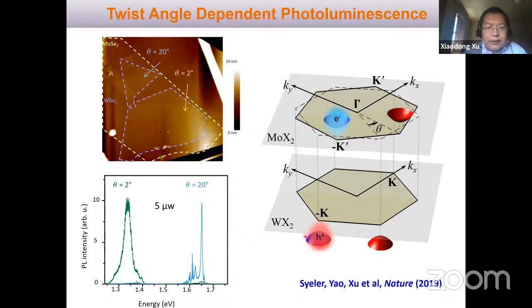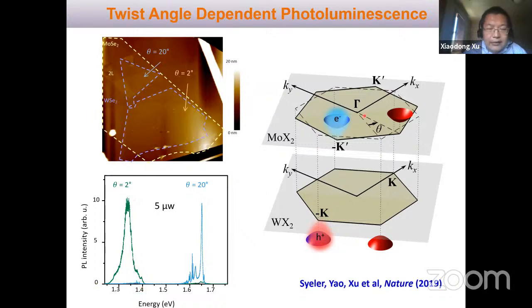So we examined such a possibility by fabricating such samples. As I show you here is the atomic force microscopy image of a monolayer WSe2 with a monolayer MoSe2 on top. The sample is fabricated in one step. We basically use this tear-and-stack method, back in 2016. And we can fabricate the sample with 2 different twist angles. One is 2 degrees, the other is 20 degrees. The first thing you observe is, if we look at the interlayer exciton emission, for the 2 degree sample, the emission is much stronger than for the 20 degree sample.